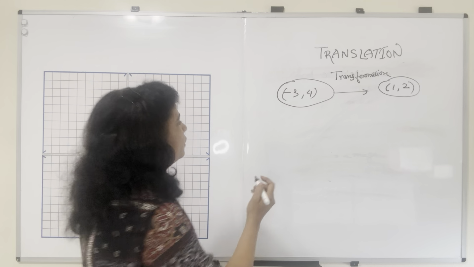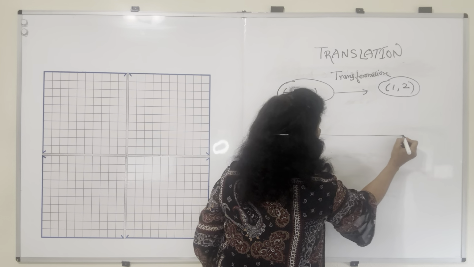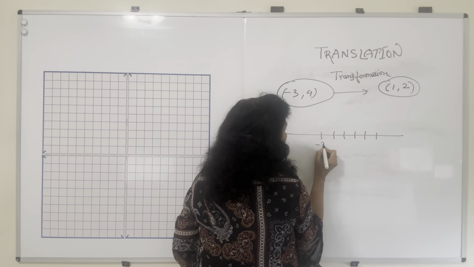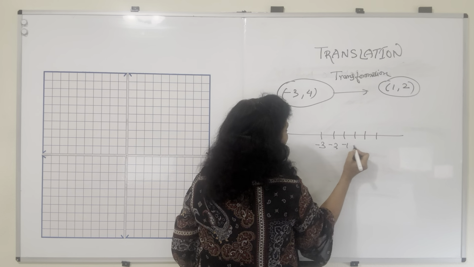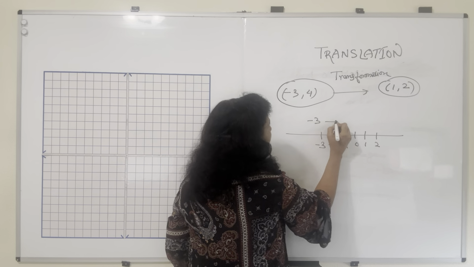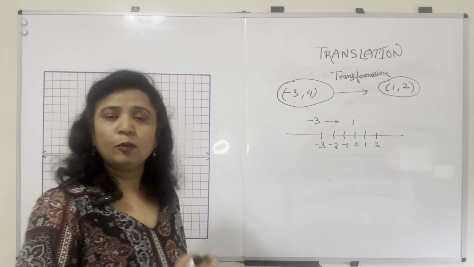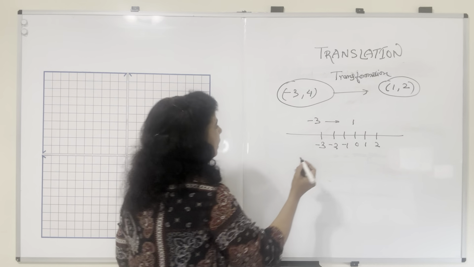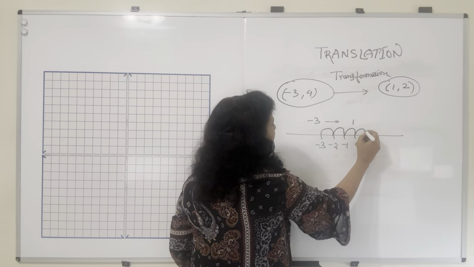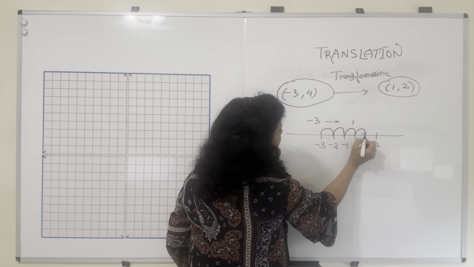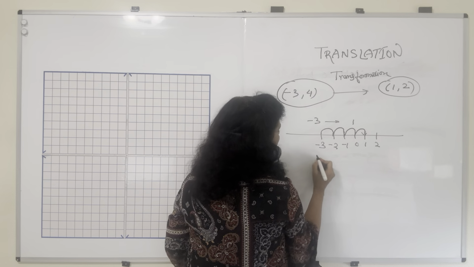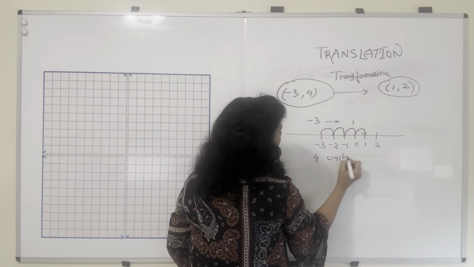Now -3 means you have a number line and you know how it represents. If this is your -3, -2, -1, 0, 1 and 2, then when you go from -3 to 1, whether you're moving right or left, we can see that you're moving towards your right, and you can count that from -3 you have jumped 1, 2, 3, 4. So it is 4 units right.